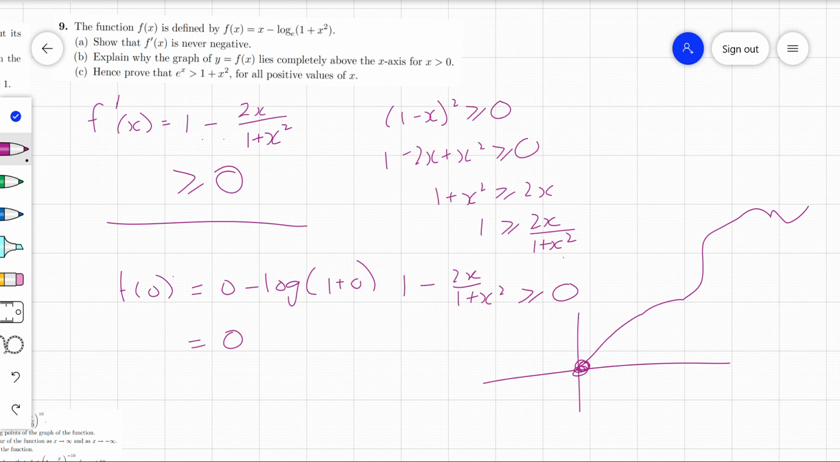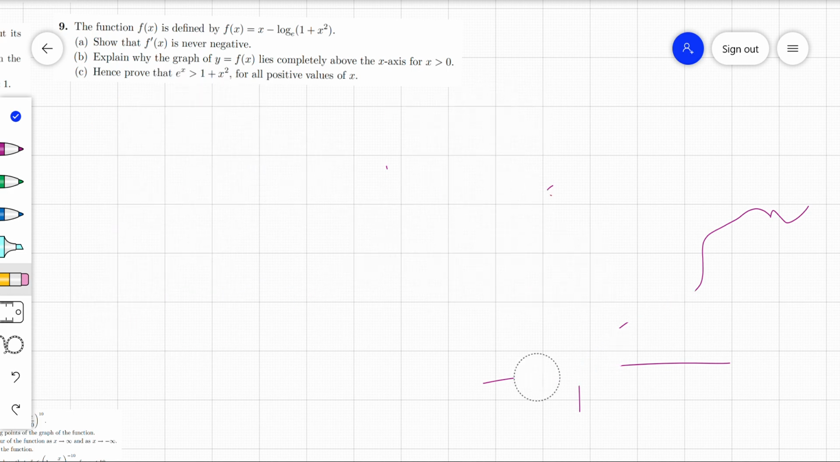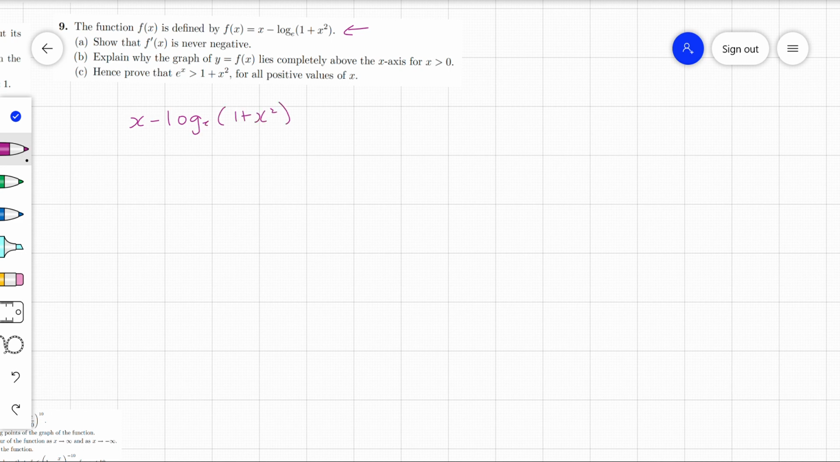Okay, hence prove that. So we are looking just for positive values of x, and clearly we want to use what we've already done. So what have we already done? Well, we just showed in part B that it always lies above the x-axis. So let's start with that. So we always know that this is going to be greater than 0 for positive x.